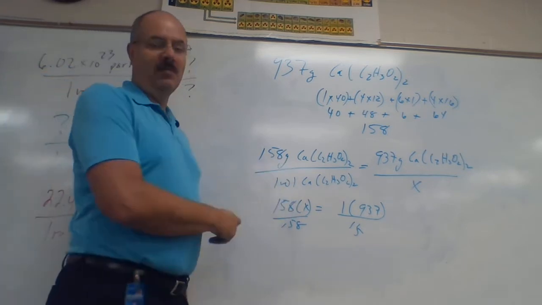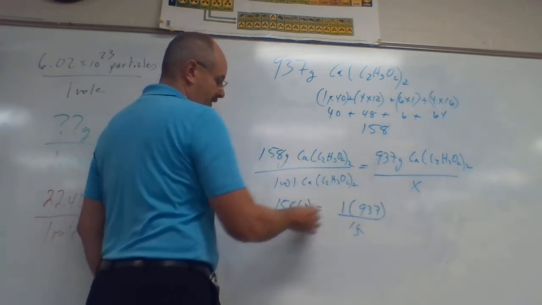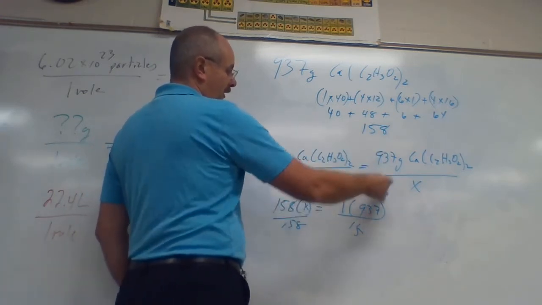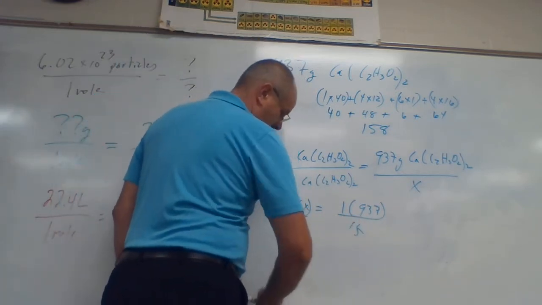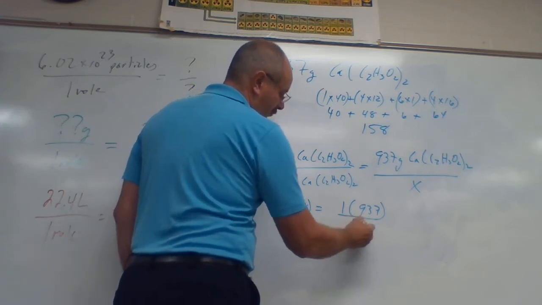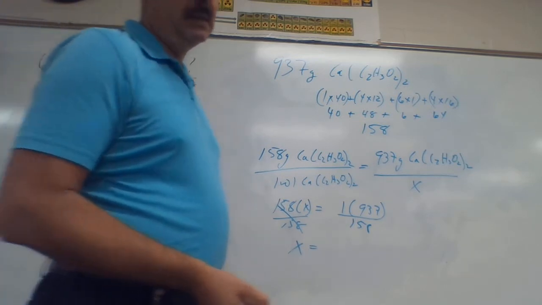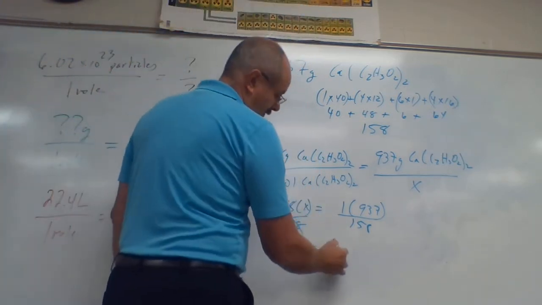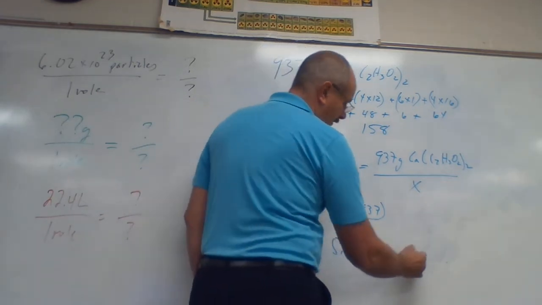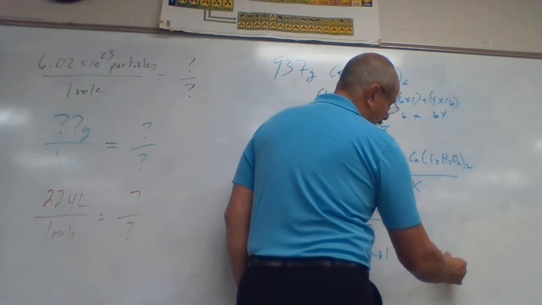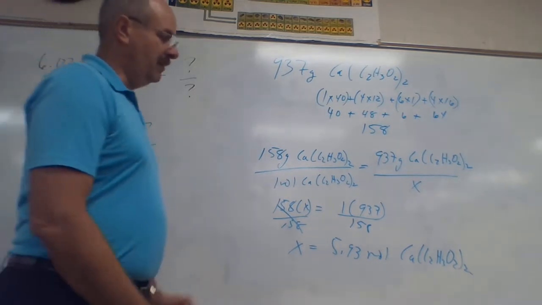We had 158 grams per 1 mole, and we actually have 937 over x. So if I cross multiply, I get 158 times x, and then 1 times 937. Then I gotta get x by itself, so divide both sides by 158. That lets me get rid of that. X ends up equaling 5.93, and that's moles, or dozens, of this big molecule, CaC2H3O2. Alright, so there's the final answer on that one.